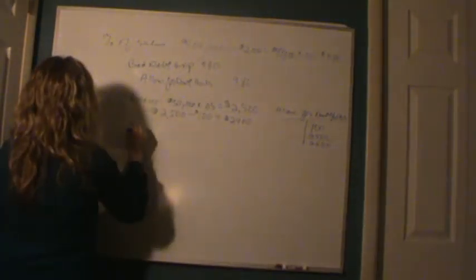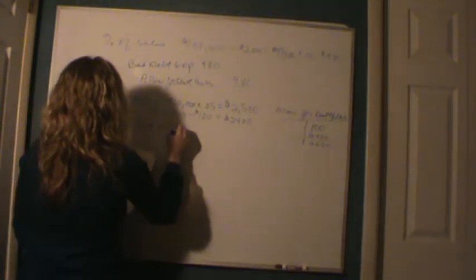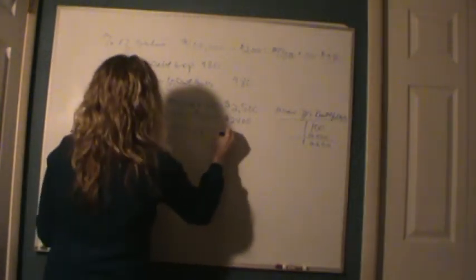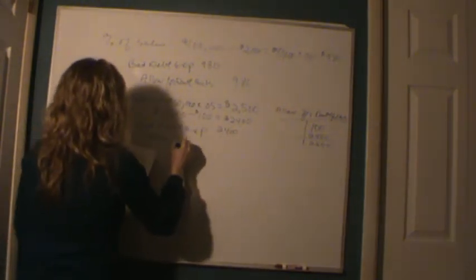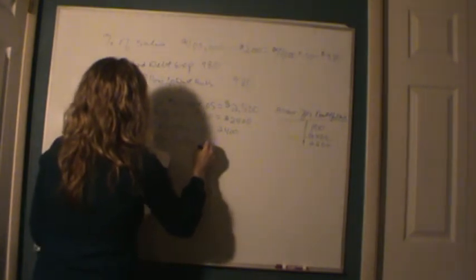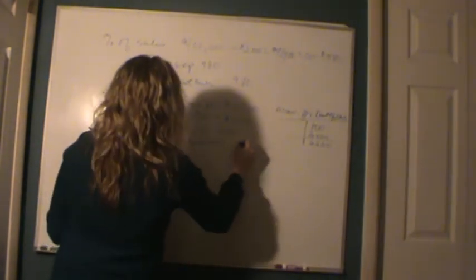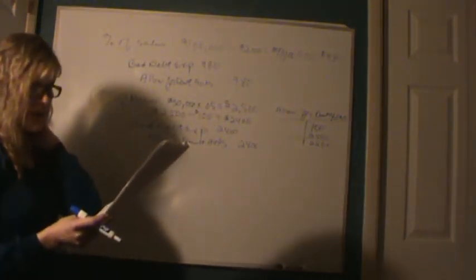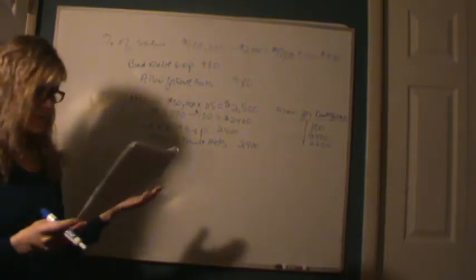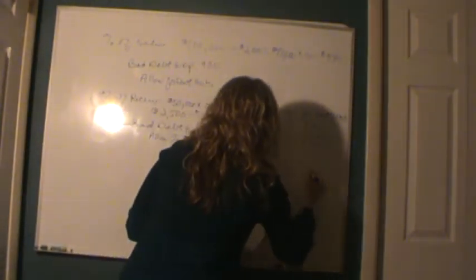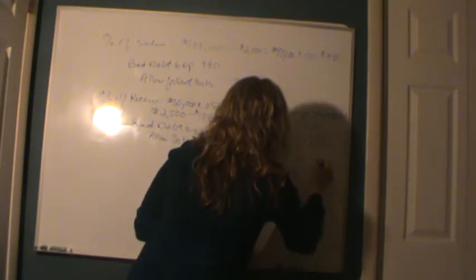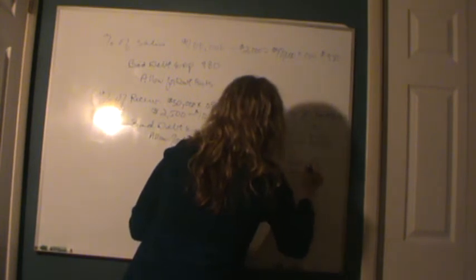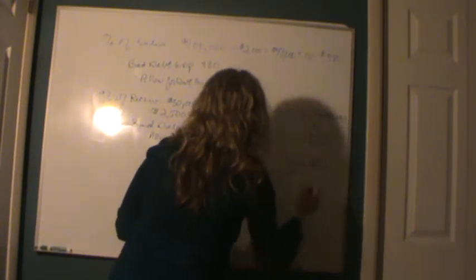So we're going to go ahead and debit bad debt expense for $2,400 and go ahead and credit allowance for doubtful accounts, $2,400. Now we want to look at it a different way. What if the allowance for doubtful accounts has a $100 debit balance? So now we've got a $100 debit balance.